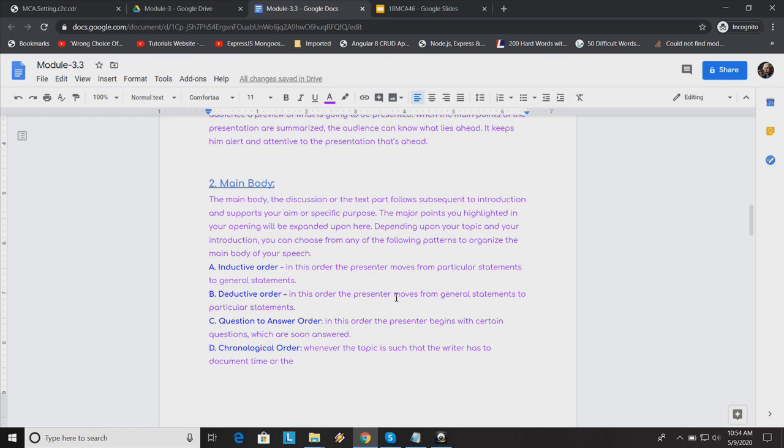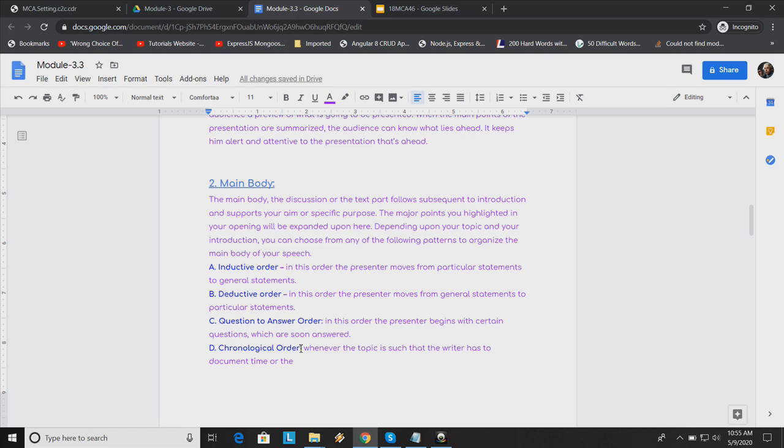Deductive order moves from general statements to particular statements. This is the reverse of this. Question to answer order: in this order the presenter begins with certain questions like: do you know what plant-based food diets are? Do you know how the earth is moving at a speed which is much slower than other planets? So that you can start your content.